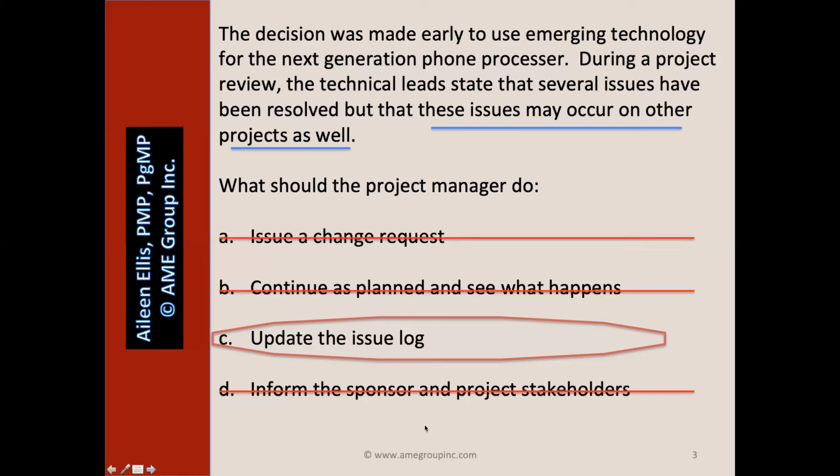D, inform the sponsor and project stakeholders. Well, I would do D if there was something in the question that screamed urgency. And I don't hear any screams of urgency. So I'm going to update the issue log, but then there's a lot more to it. We need to make sure that this information gets shared on the other projects.